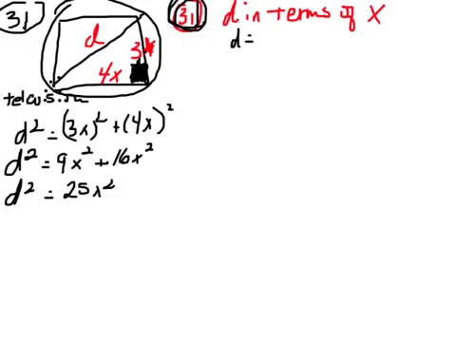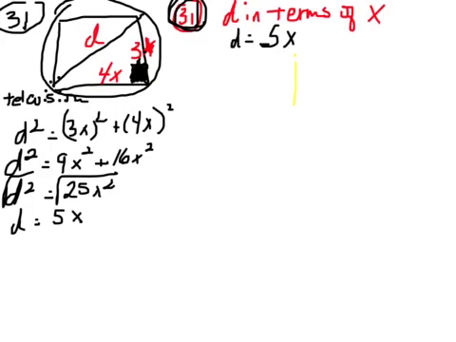If I want to solve for d, I could square root both sides. The square root of 25 is 5, and the square root of x squared is x. That's one of the ways you could have come up with your equation. Your equation is d equals 5x. There was a faster way. The faster way is to remember our Pythagorean triples. Remember, that was in this section.